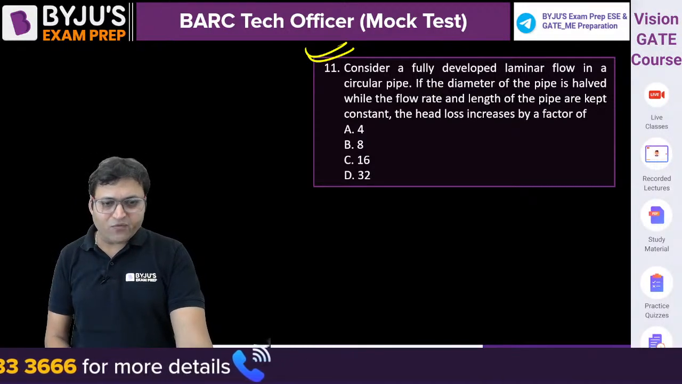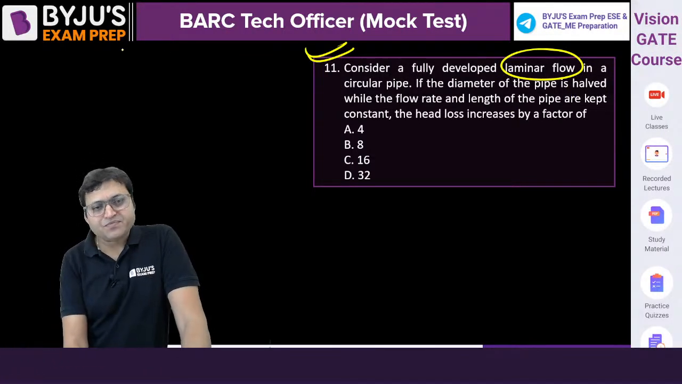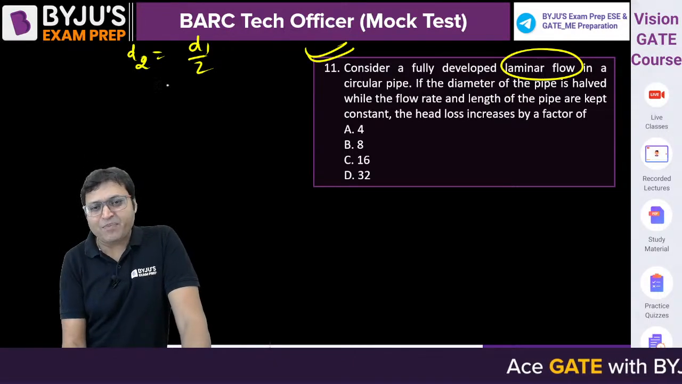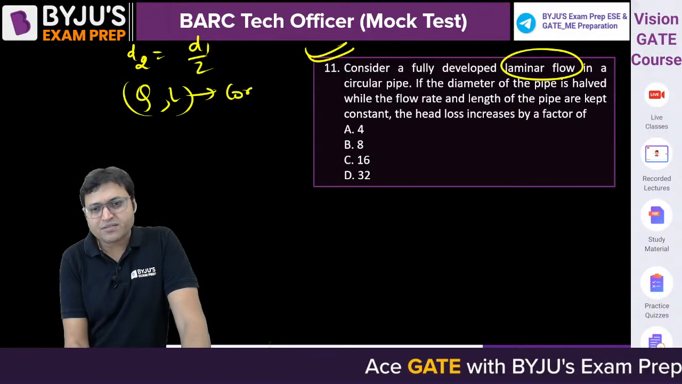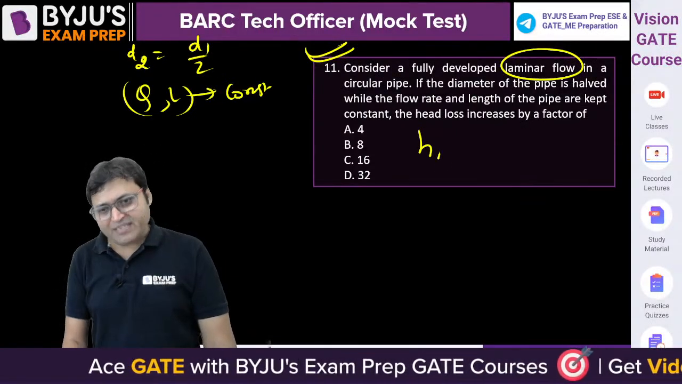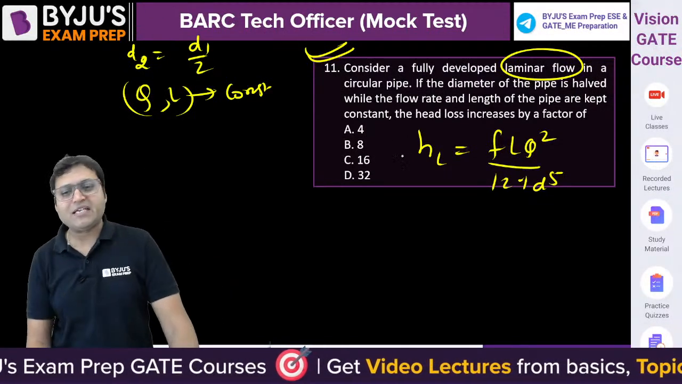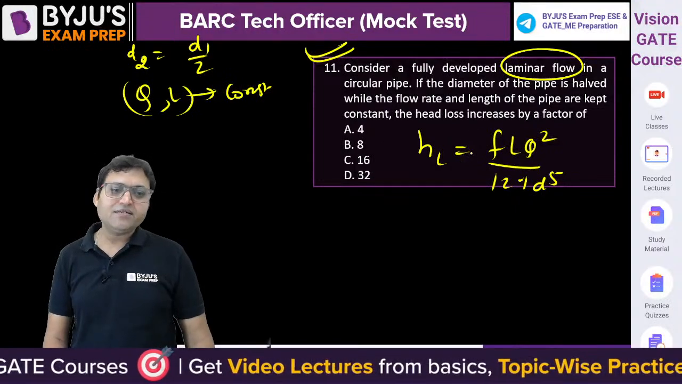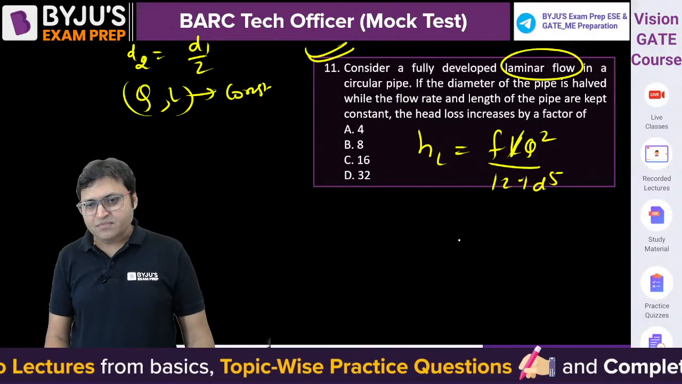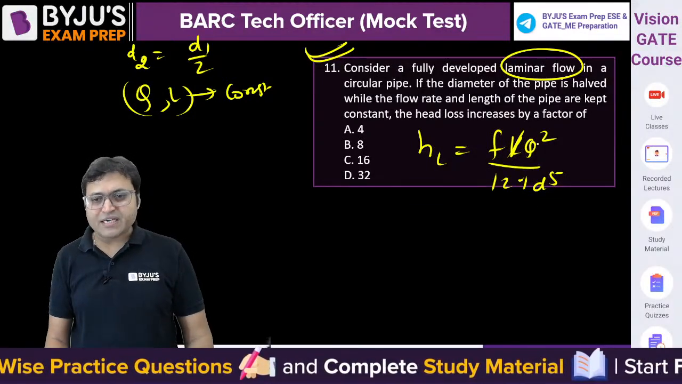Consider a fully developed laminar flow in a circular pipe. If the diameter of the pipe is halved, D2 becomes D1 by 2, while the flow rate and the length of the pipe remain constant, Q and L remain constant. Then the head loss will increase by a factor. So can we say HL is equal to FLQ square upon 12.1 D to the power 5? We need to develop a relation between HL and Q, L and D. Length is constant, Q is constant.